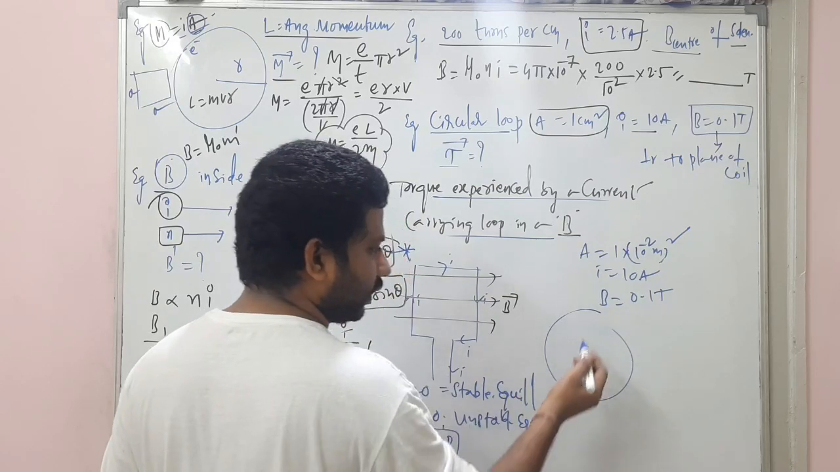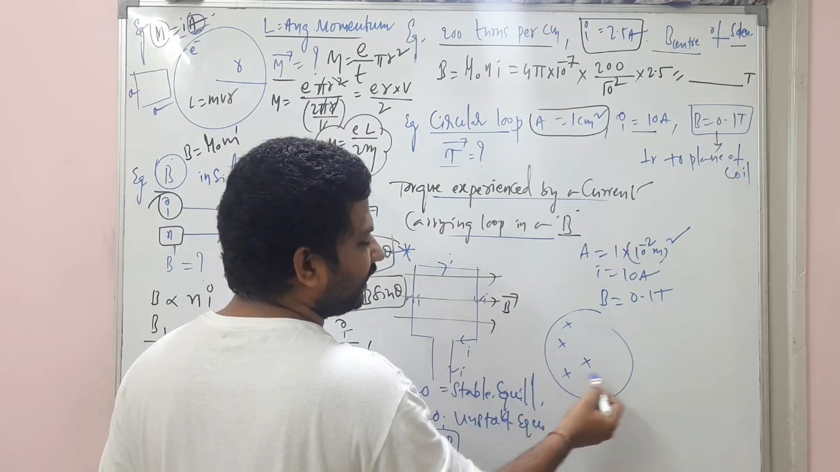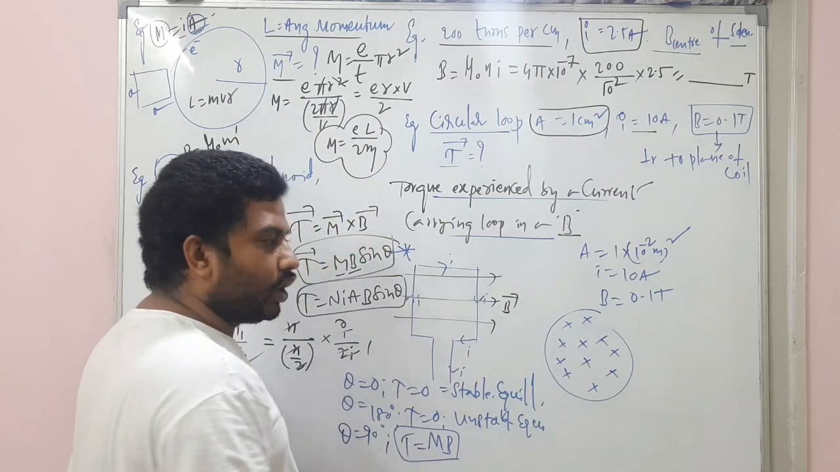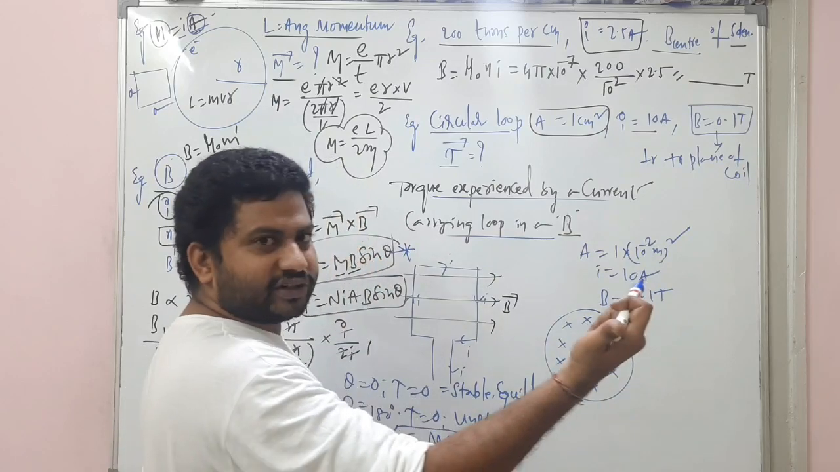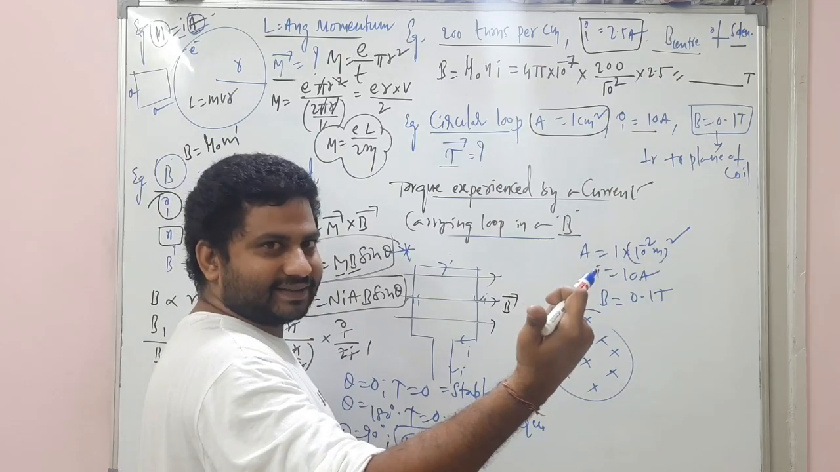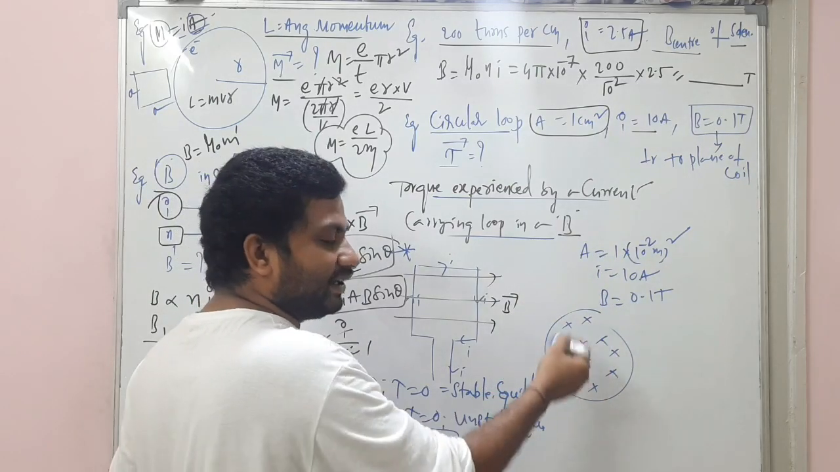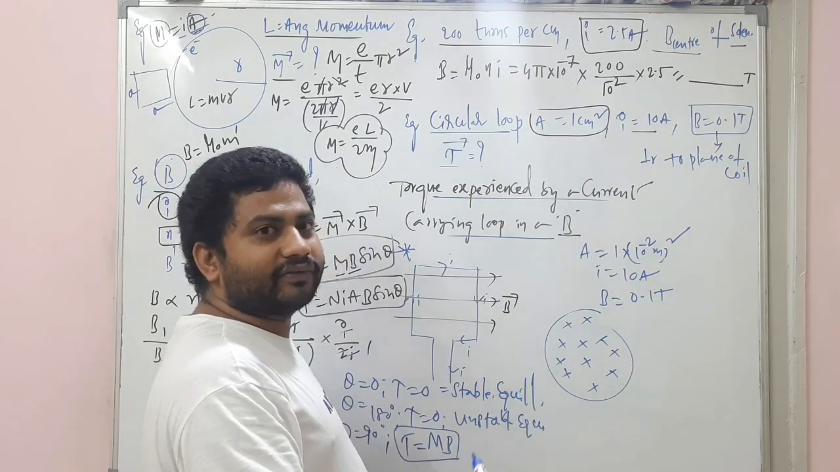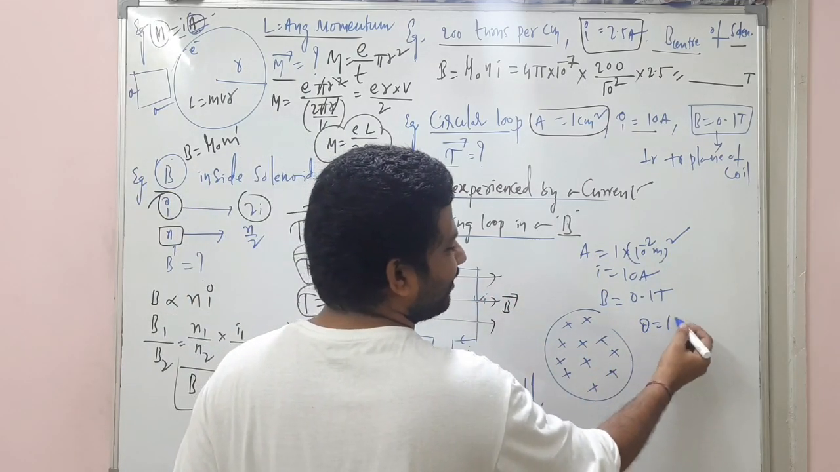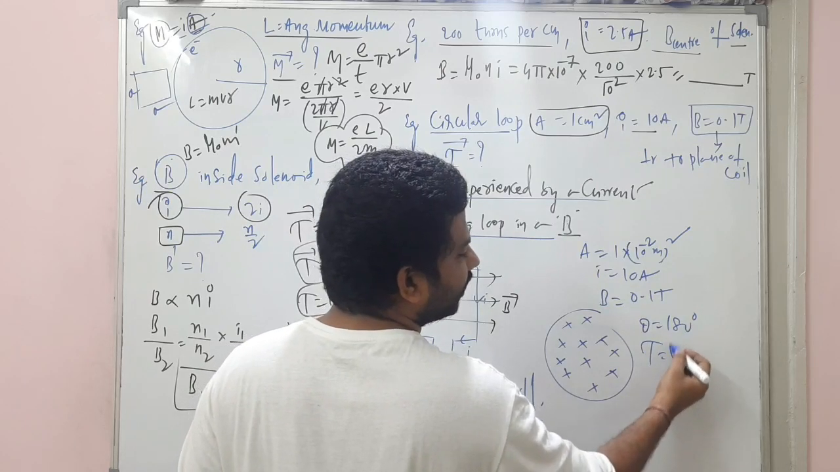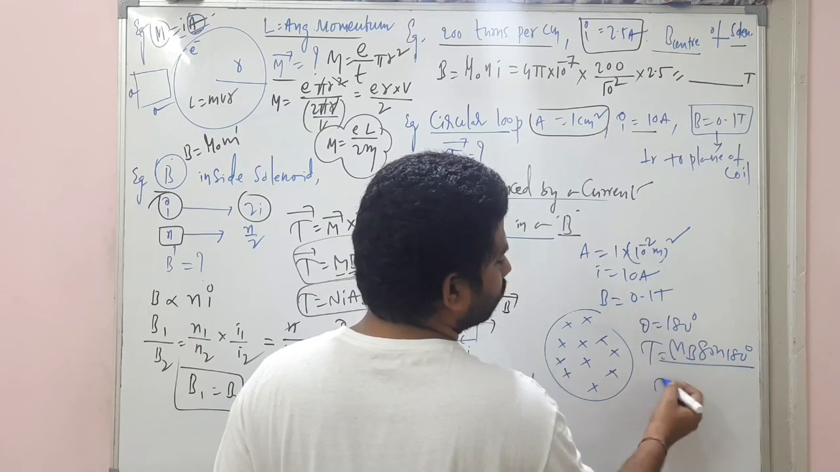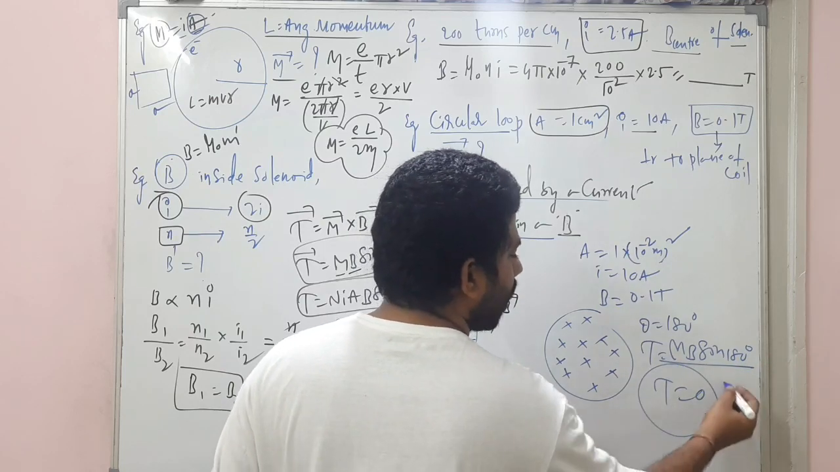So the magnetic field is into the plane, perpendicular to the coil. The area vector of the coil is outwards like this, and the magnetic field lines are into the plane. So the angle between them is 180 degrees. So the torque is equal to MB sine 180 degrees. It is 0. So the torque is 0.